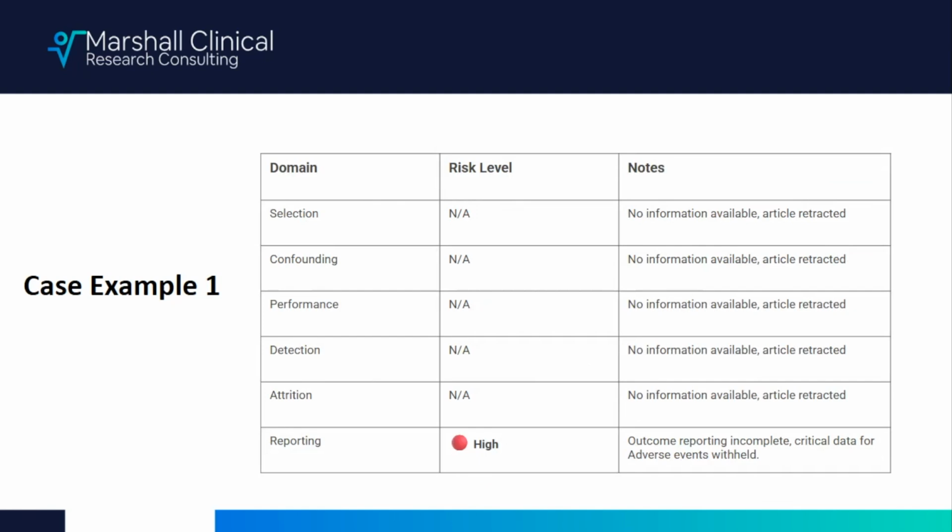According to me, this will be a high risk of bias in the study. We did not have the data for the other domains such as selection bias, confounding bias, performance bias, detection, or attrition bias. But for reporting bias, since the outcomes were reported incompletely and critical data for adverse events was withheld, therefore this is a high-risk biased study.